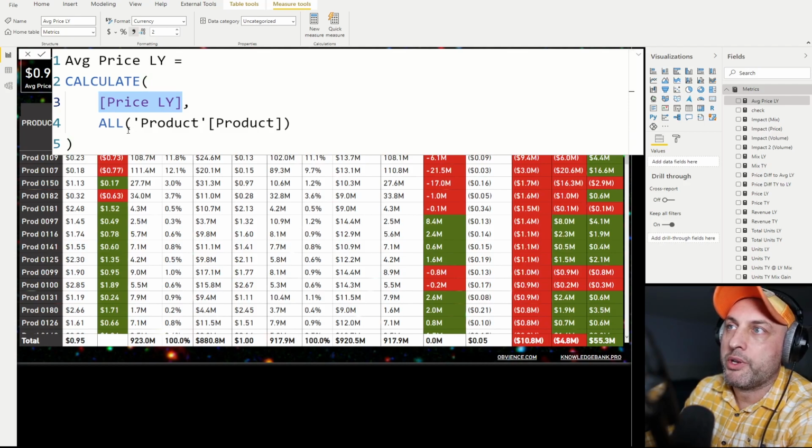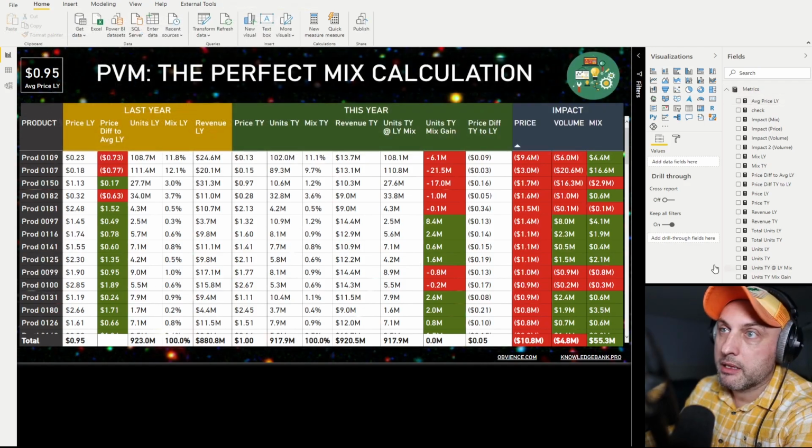The only thing that's important here is whatever it is that is going to be the granularity of your PVM, you want to make sure that you use an ALL function and calculate it for all products in my case. The reason I'm doing all products is because in my grid, I'm putting product name in the row. So it's important for me that I'm able to calculate the average regardless of what product goes into the rows. Okay, let's keep going.